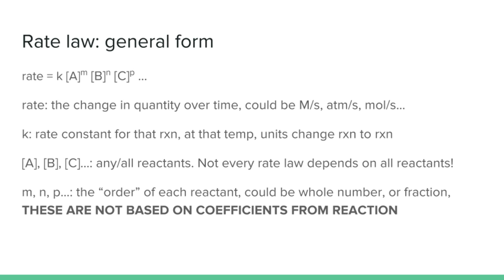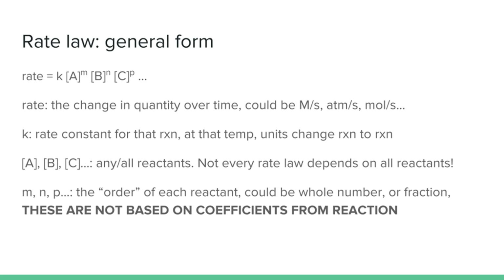k is called the rate constant. It's specific to that reaction and that temperature. The units change from reaction to reaction. The units for the rate constant are whatever is necessary to make the units of the rate molarity per second, or atmospheres per second, or moles per second, or what have you. A, B, and C will be any or all of the reactants. Not every rate law depends upon the presence of every reactant. There are various reasons for that.